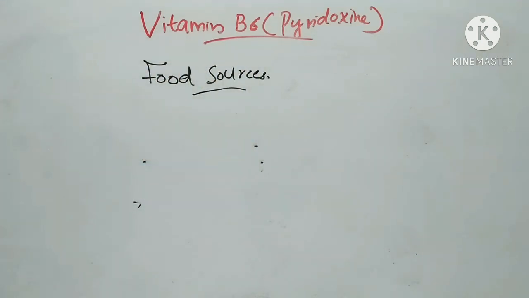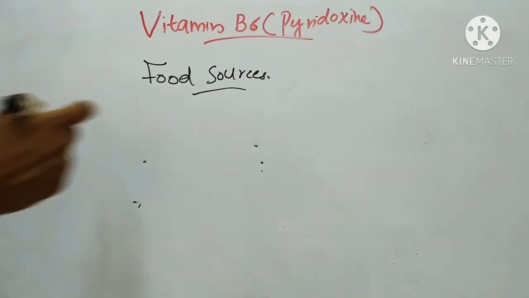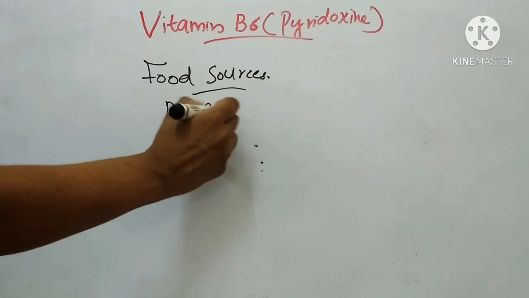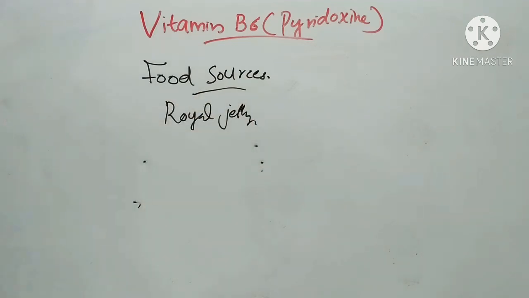Coming to food sources, the vitamin is widely distributed in animal and plant tissues. Rich sources are yeast, rice polishings, the germinal portion of various seeds and cereal grains, and egg yolk. Moderate amounts are present in liver, kidney, muscle and fish. Milk is a poor source. The highest concentration occurs in royal jelly, the richest source of vitamin B6.